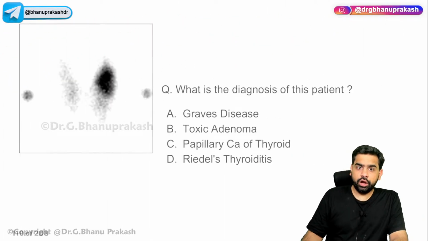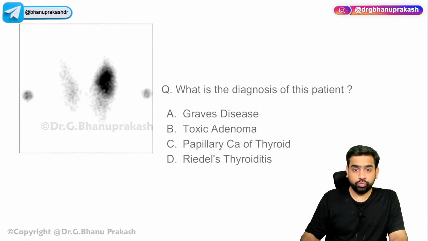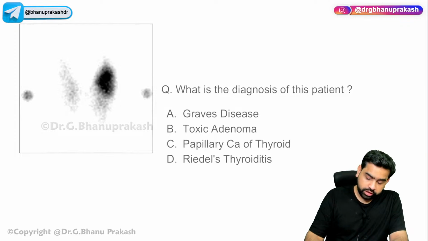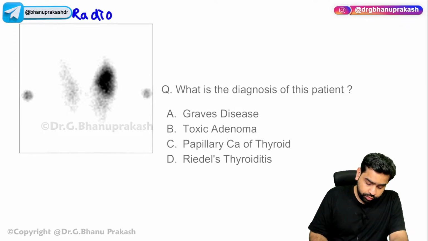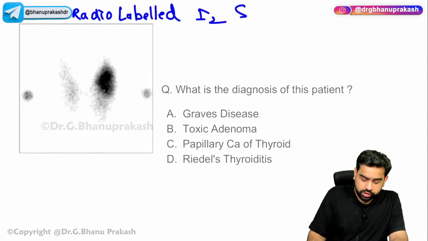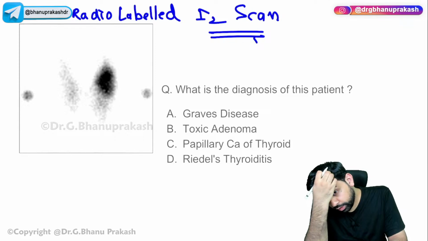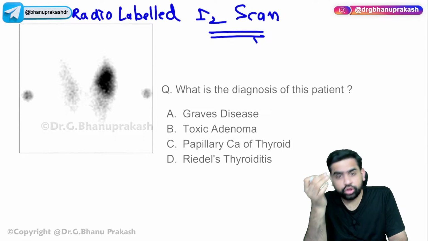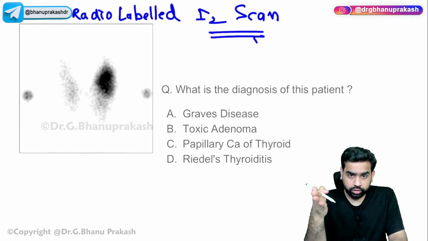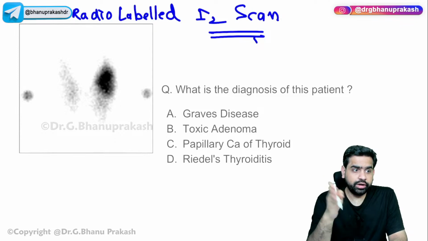Okay, now what is the diagnosis of this particular patient? So over here you are getting an image. What is this? It is a radio labeled iodine scan. Okay, so what you have performed is a radio labeled iodine scan, and what I'm trying to ask you, what is the diagnosis of this particular kind of patient? Is it Graves disease, toxic adenoma, papillary carcinoma thyroid, or Riedel's thyroiditis? What you need to understand. What is the answer over here?